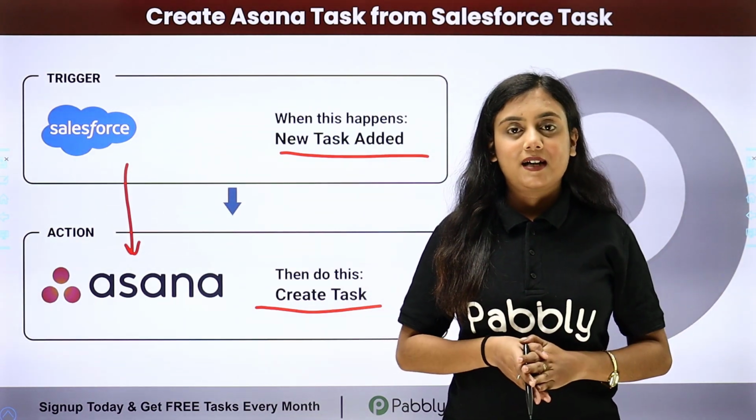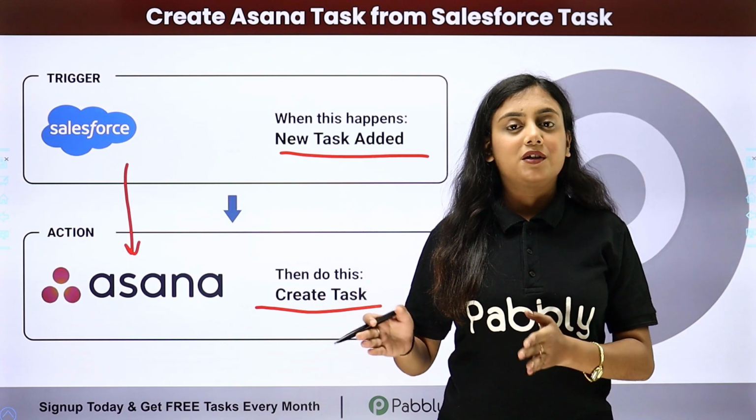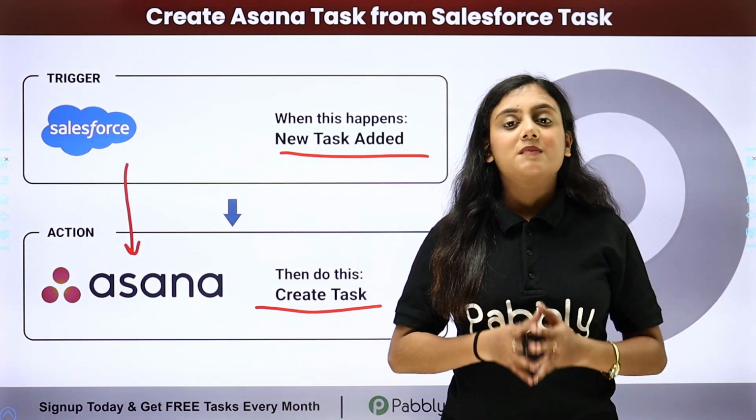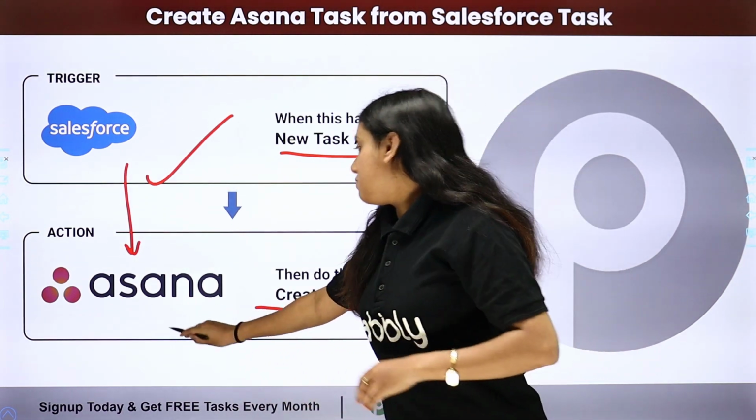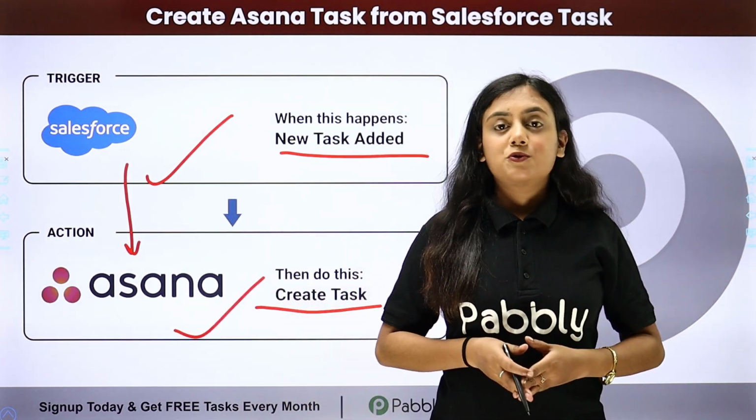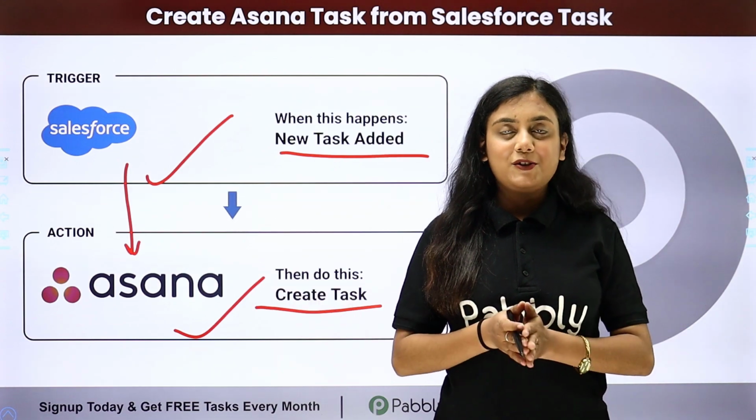In Pabbly Connect, to start an automation process, we need trigger and actions. In this process, my trigger application is going to be Salesforce and my action application is going to be Asana. If you want to learn how to create this automation, then let me take you all to my screen.